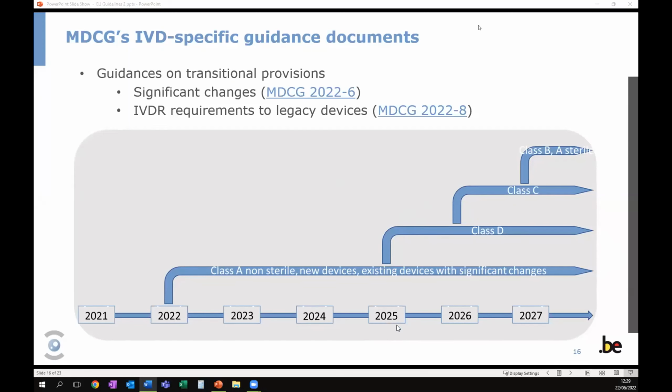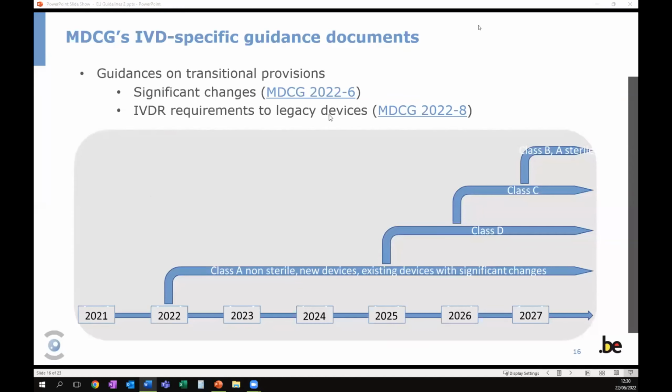These devices cannot just use the IVDD, so the IVD directive legislation. There's a few conditions that need to be fulfilled before they can do this. And one of the conditions is the fact that this device that is placed on the market under the IVD directive legislation does not undergo a significant change in its intended purpose or in the design. And for exactly this purpose, a guidance document was written that explains what changes are considered significant. This was indeed one of those guidance documents that was produced really quickly because of the urgency of the matter.